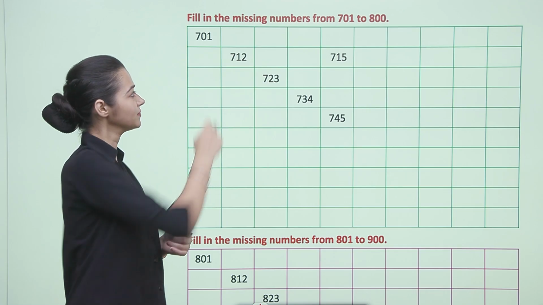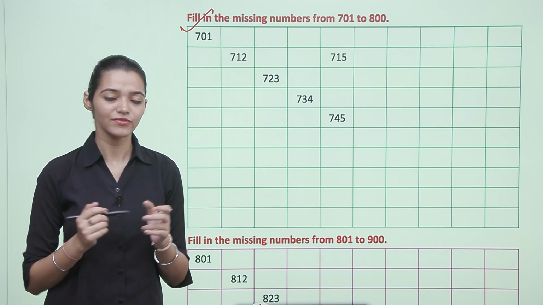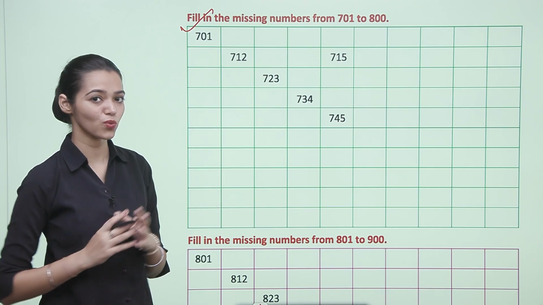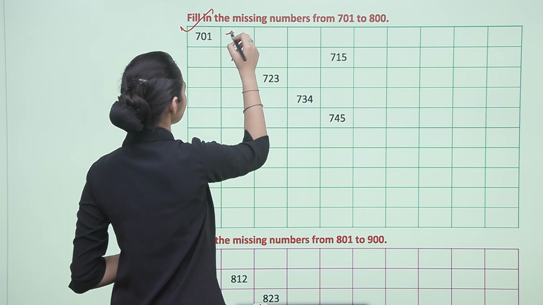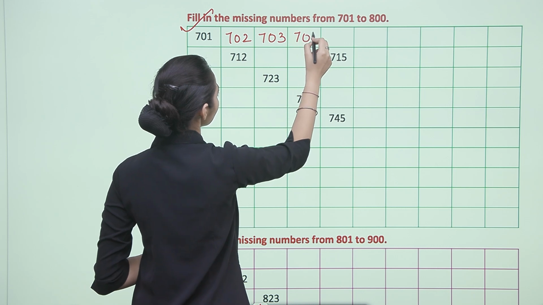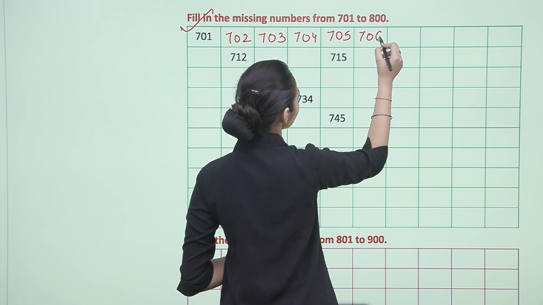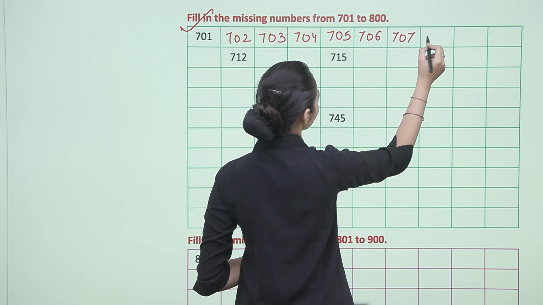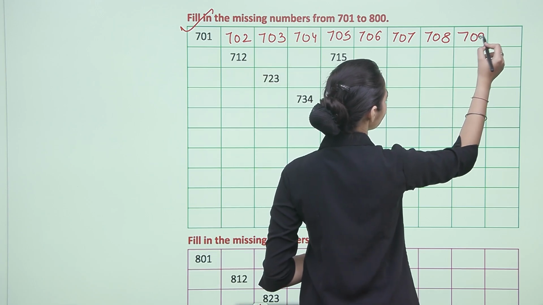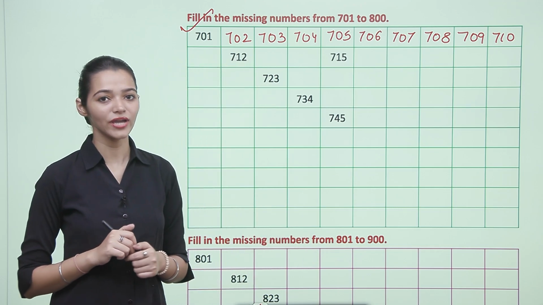Now let's look at the next one. We have to fill in the missing numbers from 701 to 800. Here we have to complete this table from 701 to 800. Now let's start. 701, after that 702, 703, 704, 705, 706, 707, 708, 709 and 710. That's how we have to complete this table.